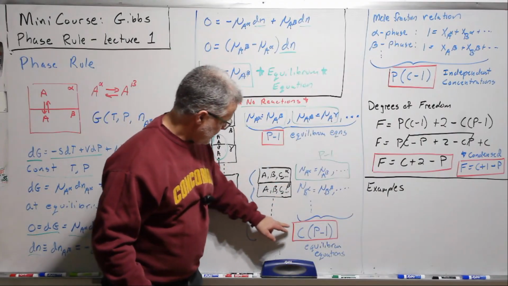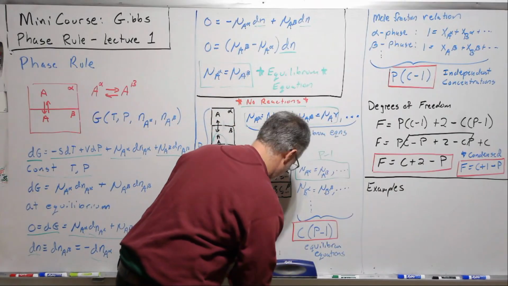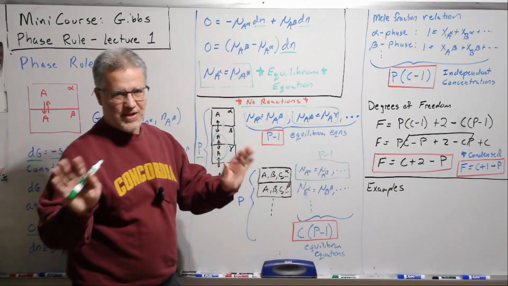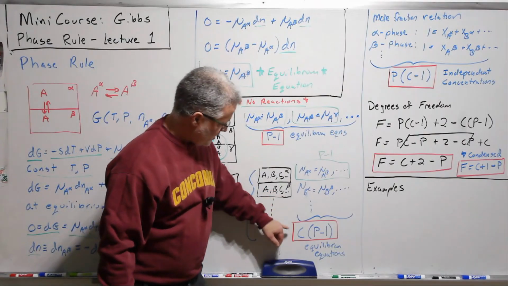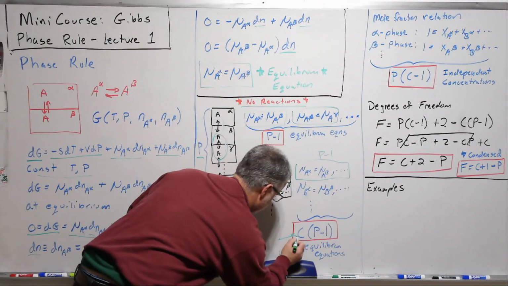And so we're going to get, now I've got to be careful here. This is a different C. So there's going to be a clash of notation here. C is the number of components. So this is the number of components.